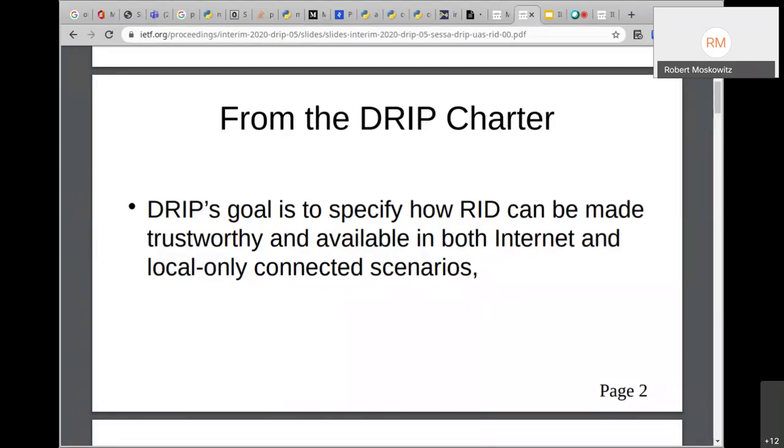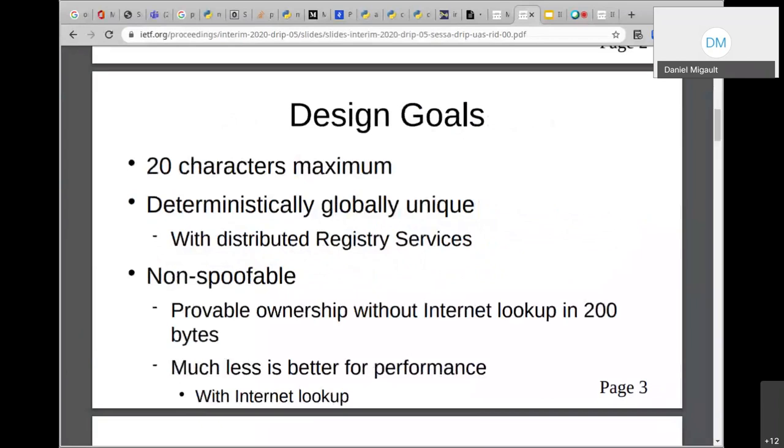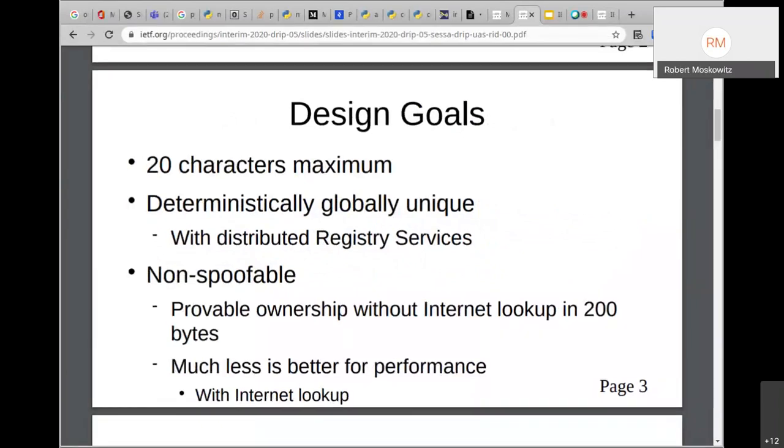So local only, is that the broadcast? It's the broadcast. That's what we have in our charter. We call it local only, but what we meant there was the broadcast over whatever radio connection the unmanned aircraft is using.